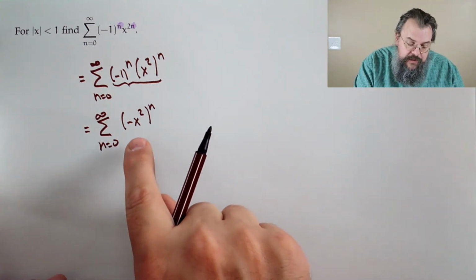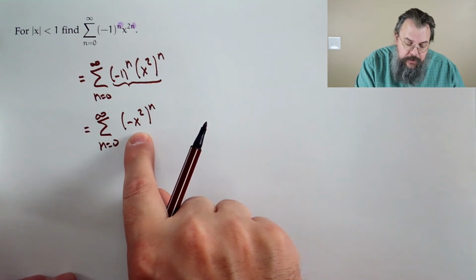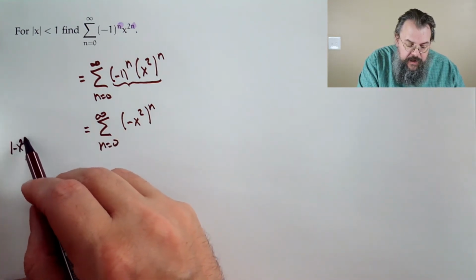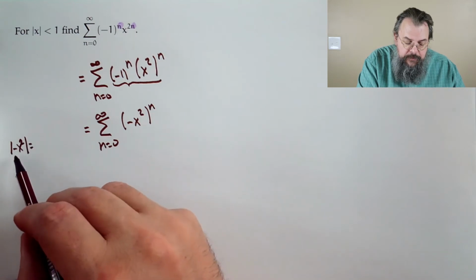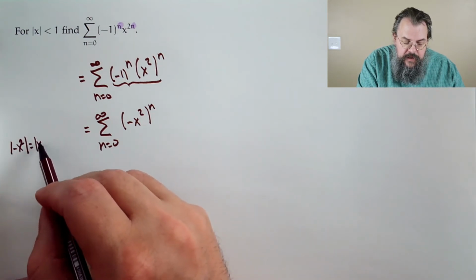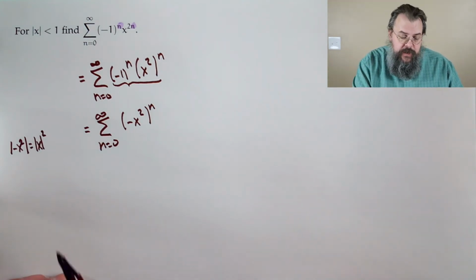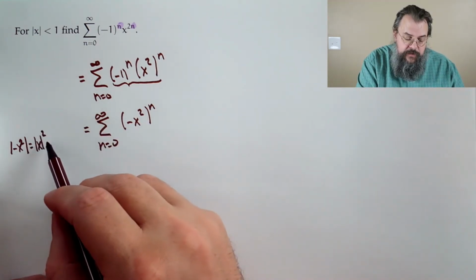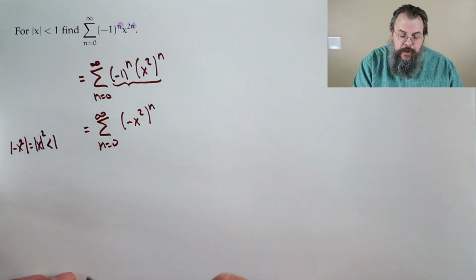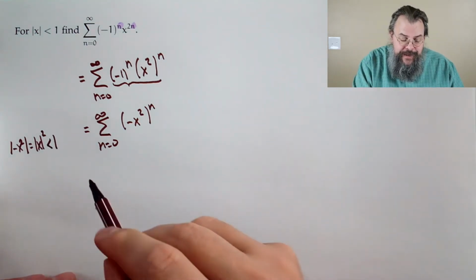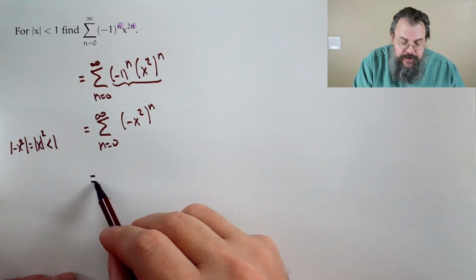Well, we need to check, is minus x squared less than 1? Note that the minus doesn't make any difference, and I can pull the square out. That's the same as just the absolute value of x squared. But we know the absolute value of x is less than 1, so that's less than 1, which means it's perfect for us to apply the formula for summing a geometric series.